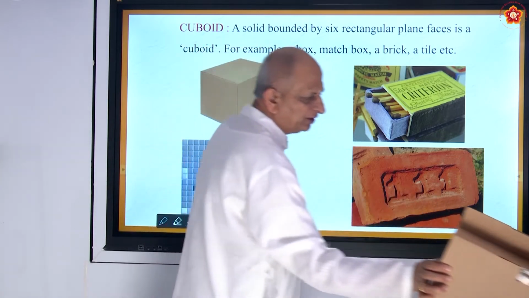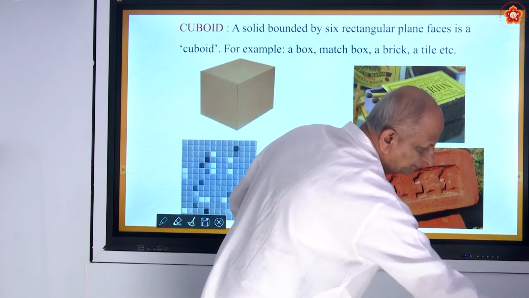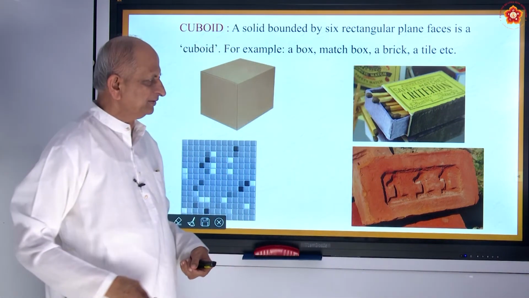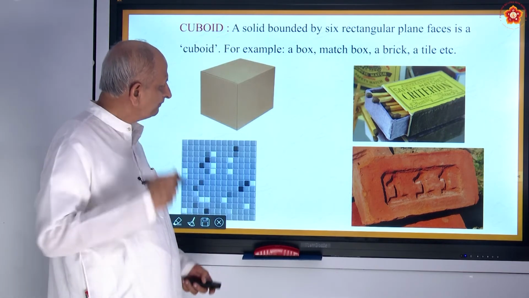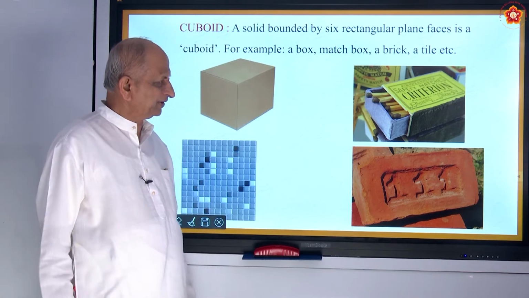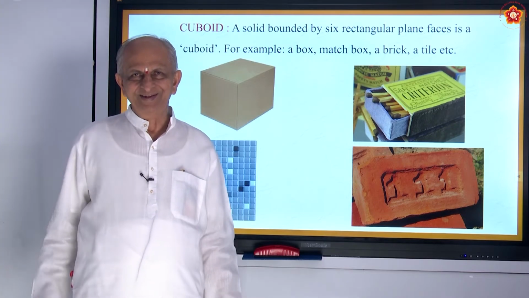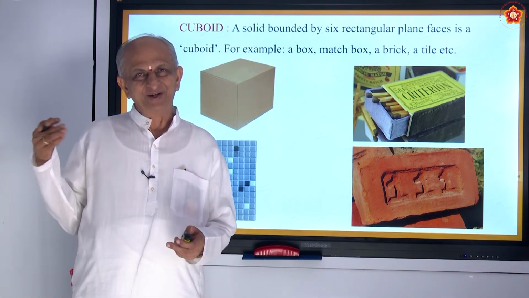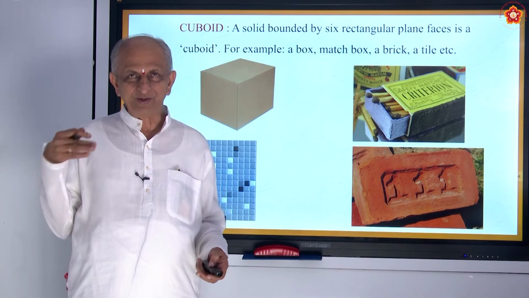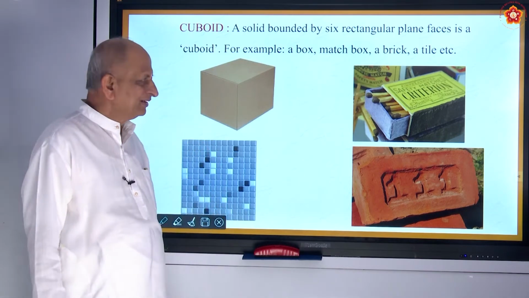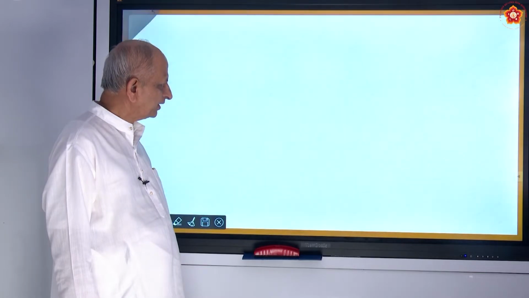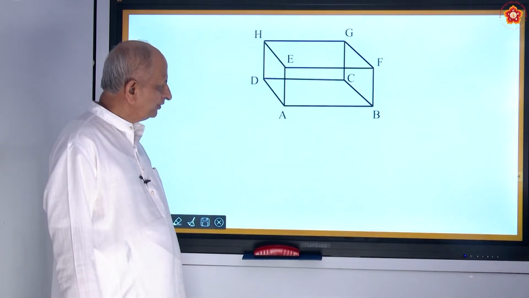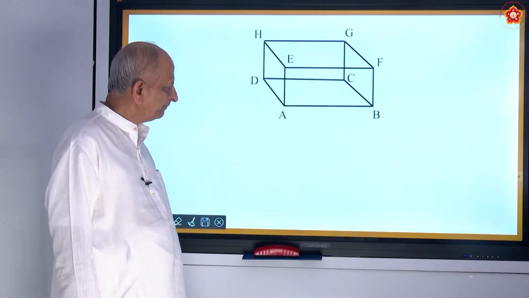So these are called solid figures because they are three-dimensional. Okay. So these are some of the examples. You can go on adding to the list. Next class you bring all the things you see in your home or outside in the school or wherever, all the examples of cuboid. Okay. Now we will see some details about cuboid.